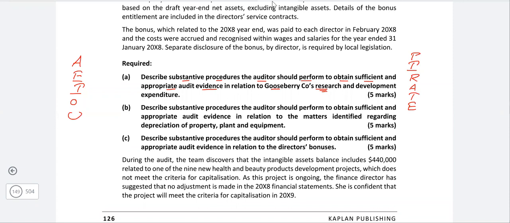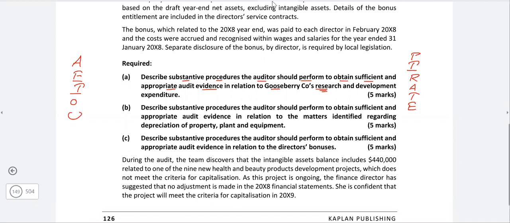And then we can inspect the amortization schedules, and then we can recalculate the amortization and agree that figure with the management's figure. So we've already discussed these things. We'll be writing in a while.